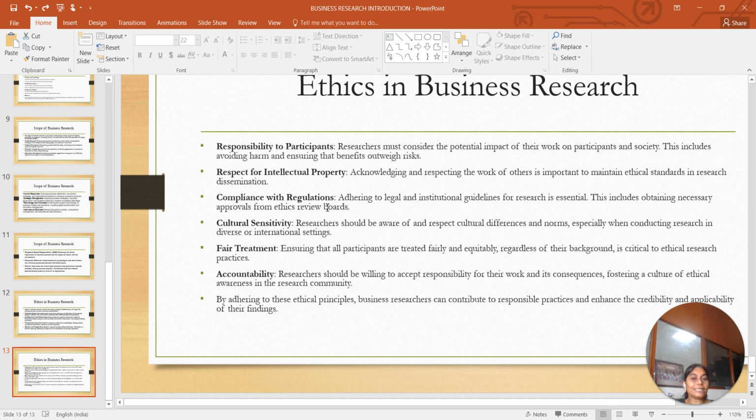So, by following the ethical principles, business researchers can contribute to the responsible practices and enhance the credibility and applicability of their findings. It always leads to good research methods.